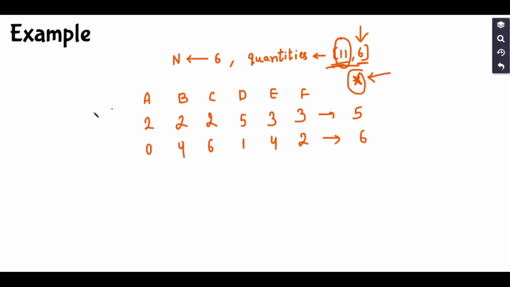Let's see one more type of distribution. The very first product has a quantity of 11. Let's distribute 3 units of this product to A, 3 units to B, 3 units to C, and 2 units to D. We distribute product number 1.